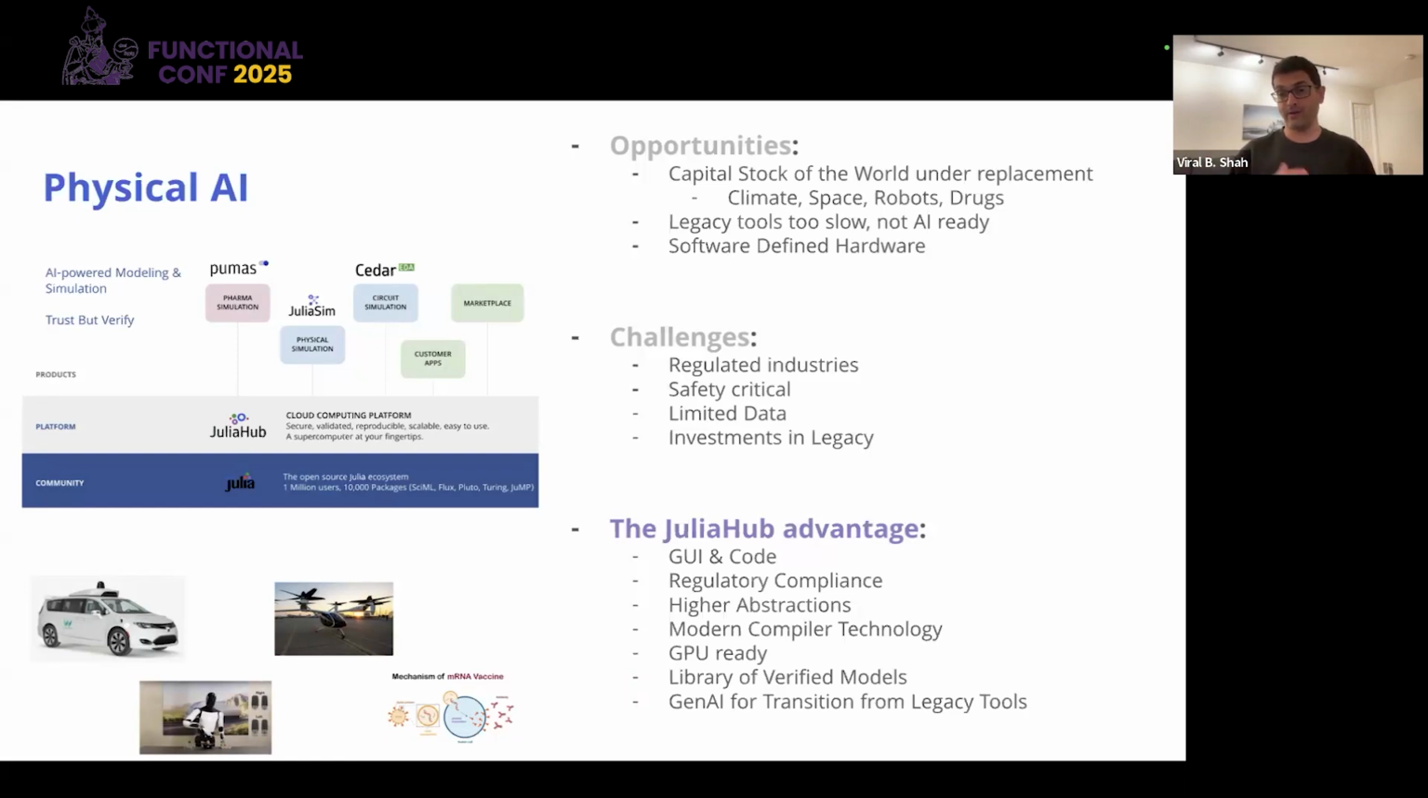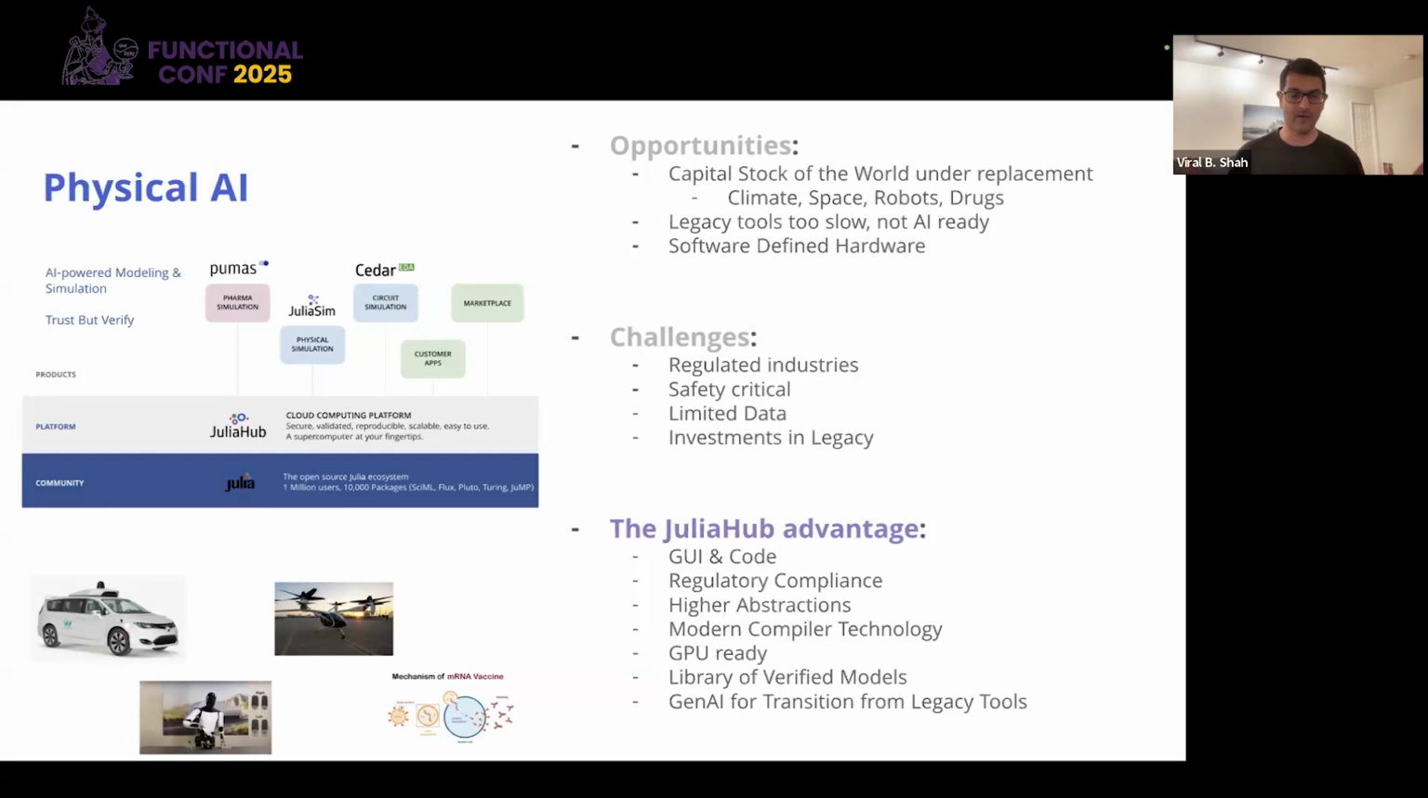Our tools have to be ready with regulatory compliance, higher levels of abstraction, modern technology, compiler technology, GPU ready, have a suite of library of verified models. And interestingly, Gen AI technologies are becoming good enough that they can actually allow a transition from legacy tools to modern tools. And they level the playing field in a way that was not possible a few years ago. So, if you imagine a world where you have perfect translation, right?